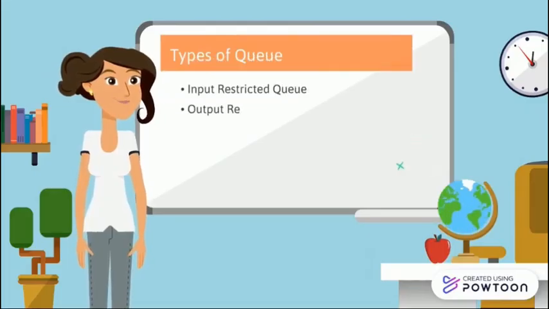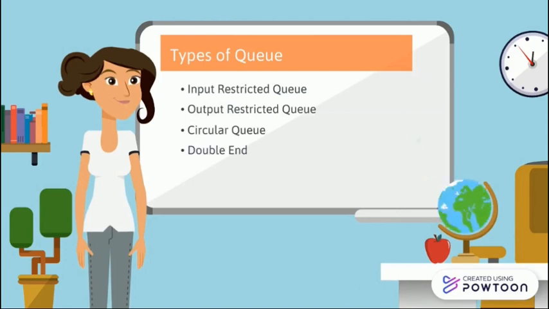So now we will see what are the types of queue. First is the input restricted queue. An input restricted queue is a simple queue that is used to take an element only from one end, but deletion can be done from any of the ends. That is, it can delete an element from the rear as well as the front. Output restricted queue. This is also a simple queue. In this type, the input can be taken from both the ends, but deletion can be done only at one end.